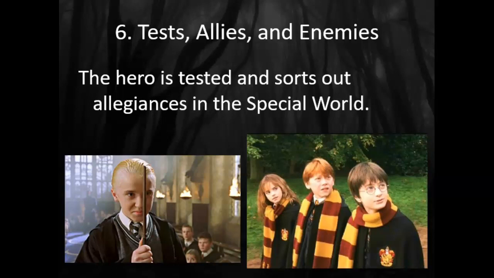So here, this would be like Harry Potter. He establishes that Hermione and Ron Weasley are his friends, his allies, and then Draco Malfoy is his enemy. Luke Skywalker, Darth Vader is his enemy. And then for Dorothy, the Wicked Witch of the West is her enemy.